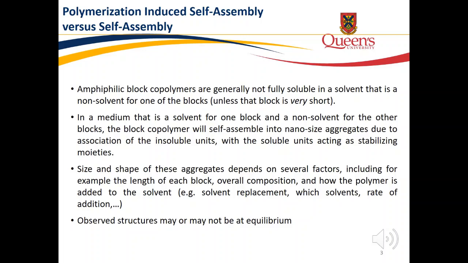For example, it's just a solvent replacement process. What solvents are you using? What's the rate of addition of the solvents? What's the temperature? And so on. And often these structures may not be at equilibrium, depending on how fast the self-assembly process goes, whether or not the polymer chains are capable of rearranging themselves. So it's possible to get structures that are frozen in non-equilibrium morphologies.